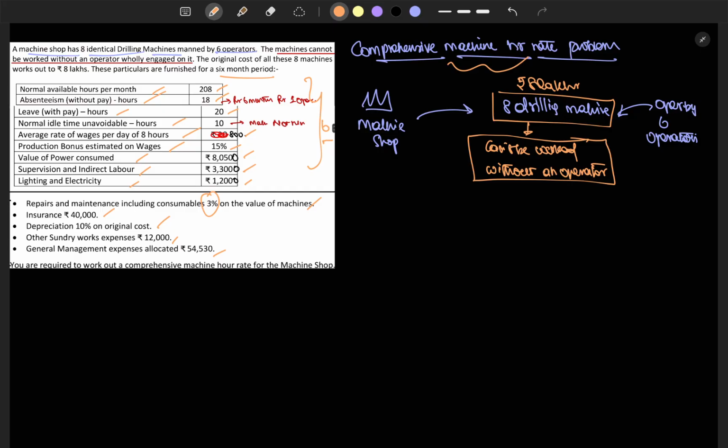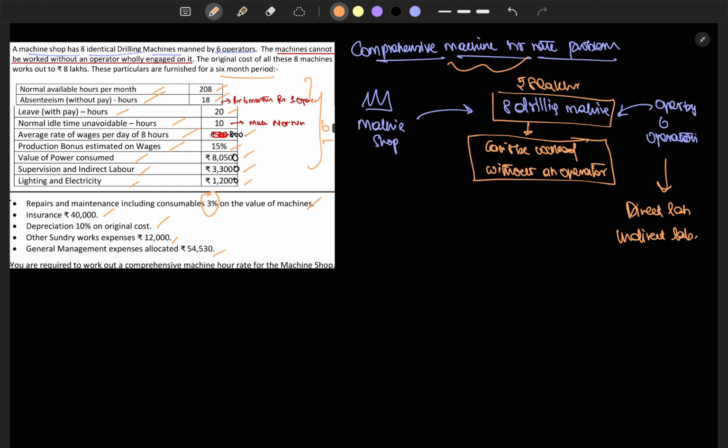What's the catch in this sum? There are six operators operating the eight drilling machines. Are these six operators direct labor or indirect labor? Actually they are indirect labor, since they are operating the machines in the production area. They are not producing the products; the machines are producing. The operators are just operating the machines, so they come under the indirect labor category.